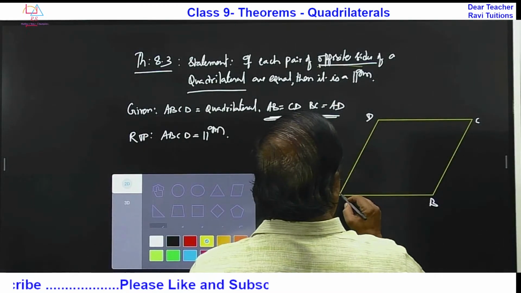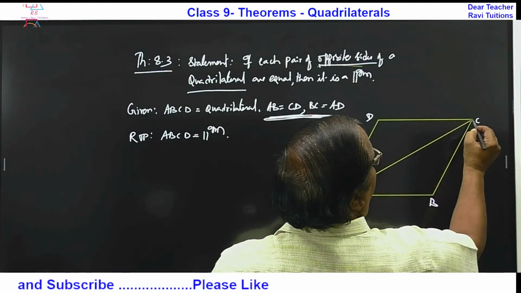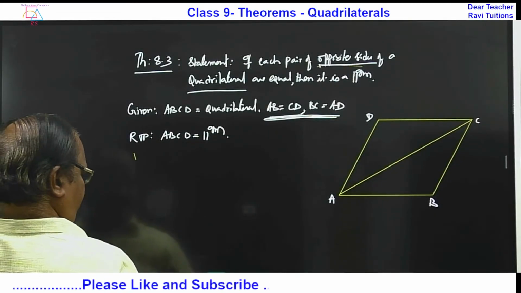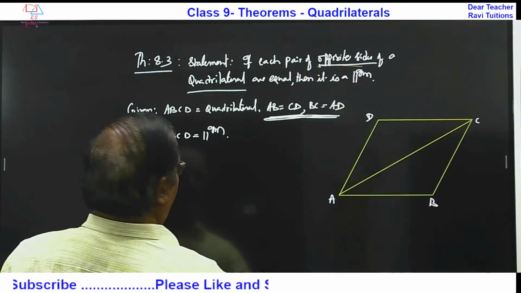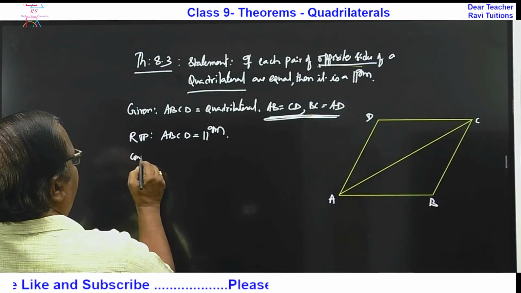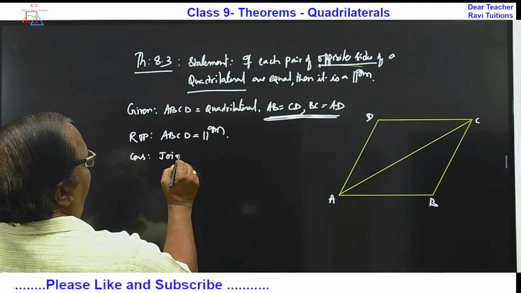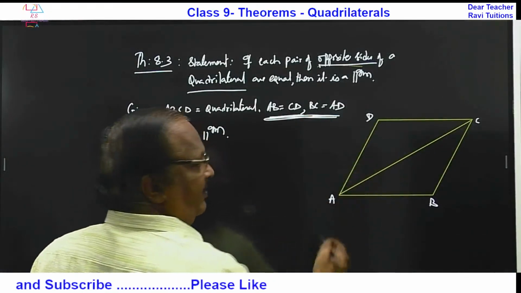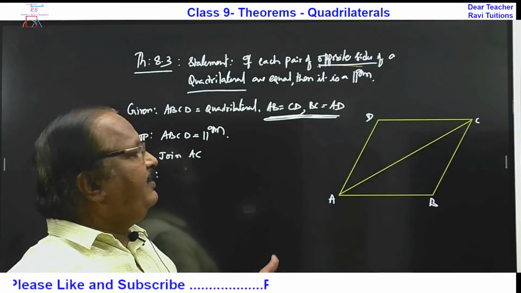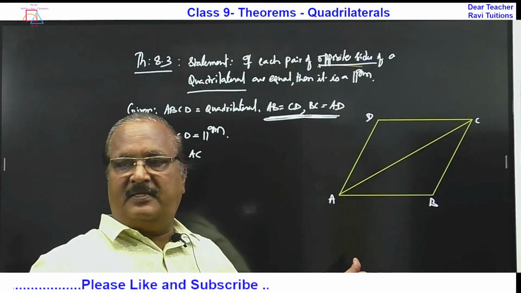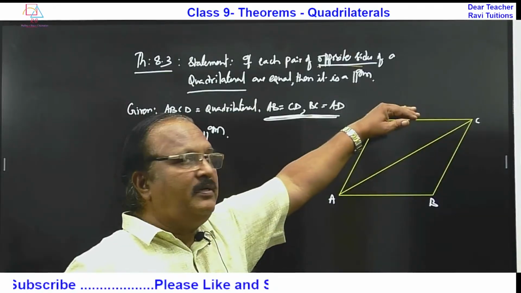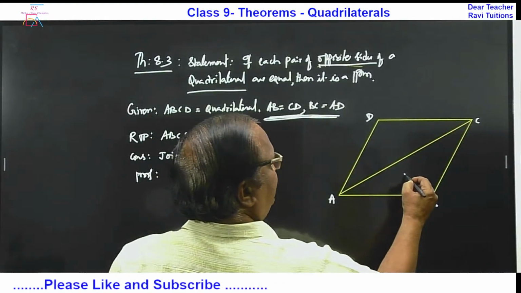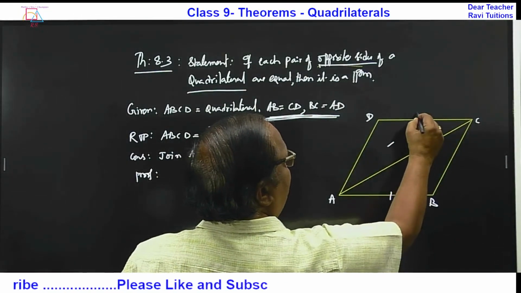Construction: join AC, that means make a diagonal. Now prove that these two triangles are congruent like the previous theorem, and from that take the corresponding parts, and then prove that AB is parallel to CD and BC is parallel to AD. Now let us take these two triangles and see these sides are equal.